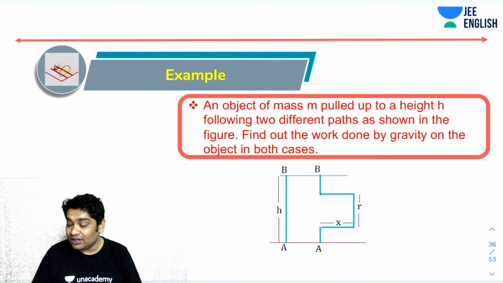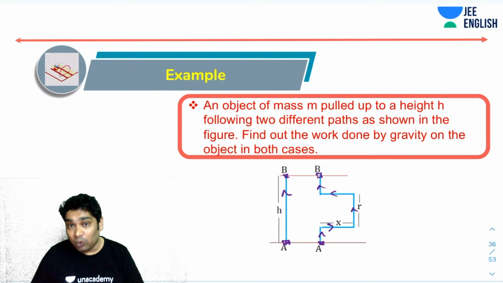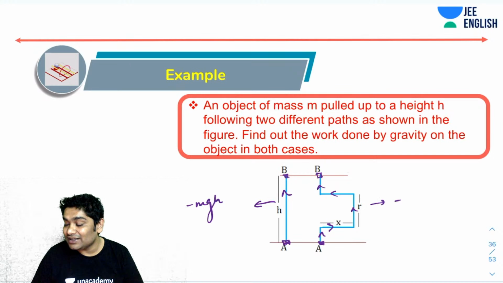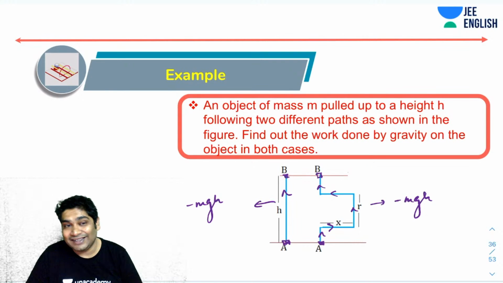In one case, you are taking a body from here to here directly along this, and in another case, you are taking the same body from here to here but along this path. You will realize that the work done by gravity would be exactly the same in both of them, and it would be minus mgh here. It would be, in fact, minus mgh here also. The path would not have mattered. This is very easy to see.